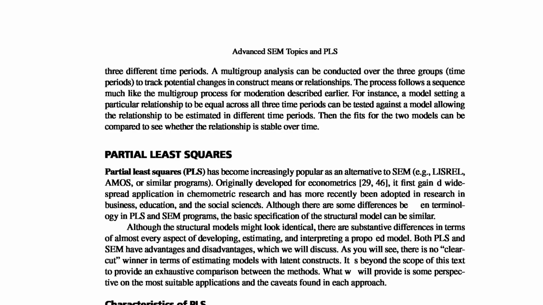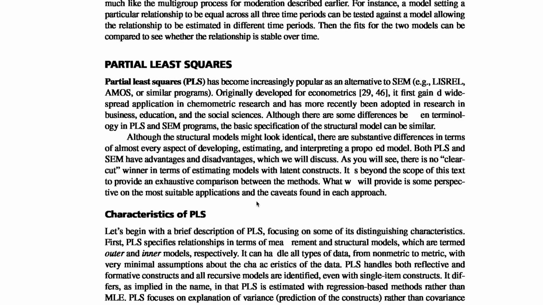A relationship over time follows a process much like the multi-group process for moderation described earlier. For instance, a model setting a particular relationship to be equal across all three time periods can be tested against a model allowing the relationship to be estimated separately in the different time periods. Then the fit of the two models can be compared to see whether the relationship is stable over time.